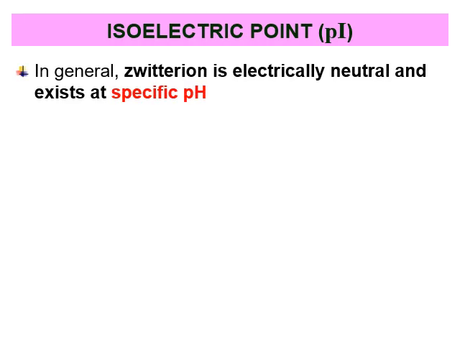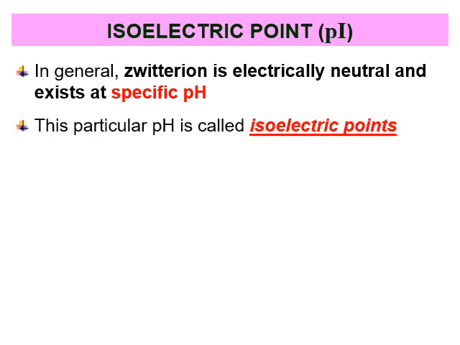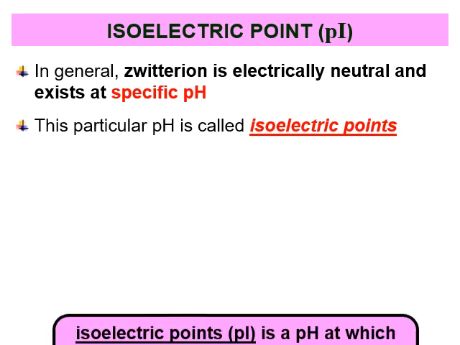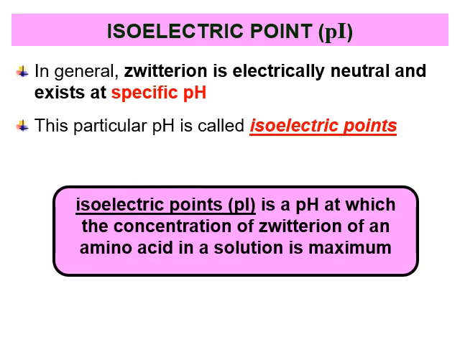And another thing is, what is isoelectric point? So in general, zwitterion is electrically neutral and exists at a specific pH. And this particular pH is called isoelectric point. Isoelectric point is a pH at which the concentration of zwitterion of an amino acid in the solution is maximum. So take note that each amino acid will have its own specific pH at which it will exist as a zwitterion.